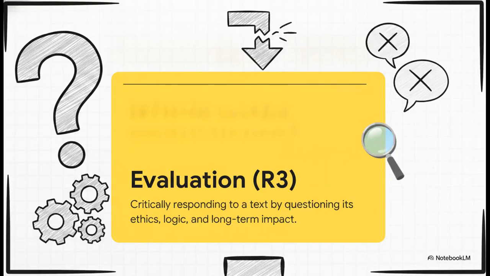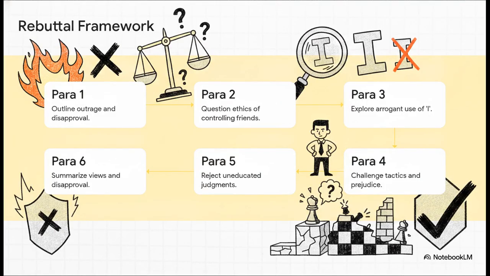This brings us to the final and honestly most powerful analytical step, R3, or evaluation. This is where you critically respond. You're questioning ethics, exposing logical flaws, and predicting long-term impacts. Evaluation is how we formally and effectively call out arguments we fundamentally disagree with. The source material provides this brilliant 6-step framework for drafting a structured takedown. It moves so logically. You start right out of the gate with your initial outrage, then systematically dismantle the author's ethics and logic in the middle paragraphs, and finally culminate in a resounding summary of disapproval. It's like a masterclass in pushback.